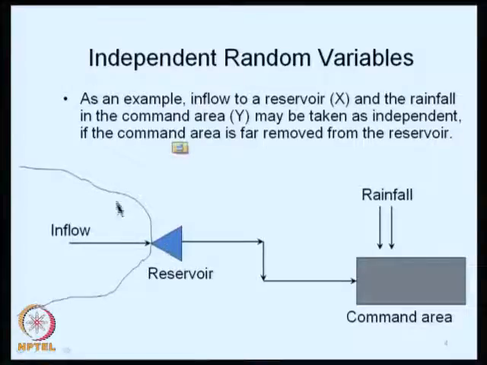Now, if however, the rainfall here and the rainfall here are governed by the same processes and they are in the same hydrologic region, then we cannot assume the rainfall and the inflow here as independent. So, there must be a case for you to consider the inflow here and the rainfall here as two independent random variables based on whether or not they belong to different hydrologic regimes, and only then will you be able to take them as independent variables.